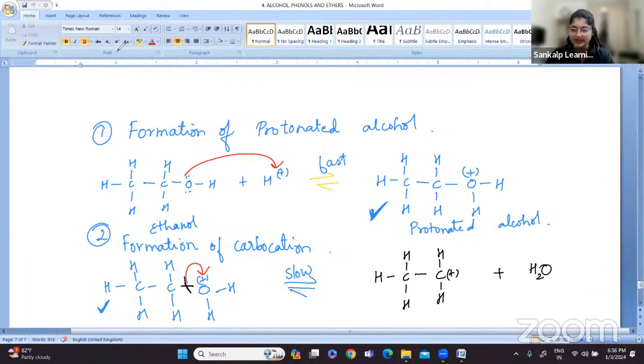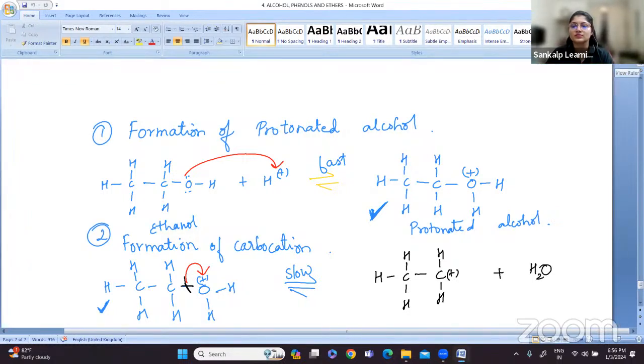Now we'll see the third step. I'll write the third step here above. Don't get confused. So this is our third step. The third step is elimination of proton. So what is happening here? Whatever is formed here, that you have to write here.